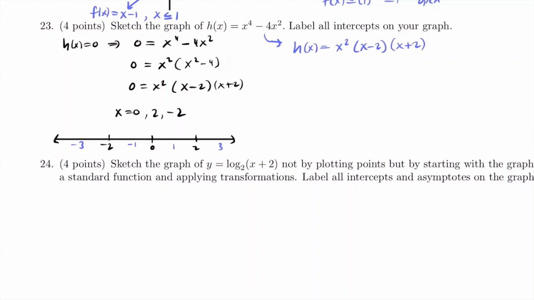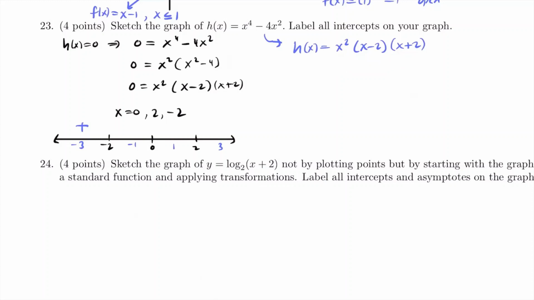Let's plug in negative 3. When you square negative 3, it's going to be positive. Negative 3 minus 2 is negative. Negative 3 plus 2 is negative. So overall, it's going to be positive. So in this interval, we put a plus sign. Regardless of what value you pick, as long as it's less than negative 2, it's going to be positive. Then we do the same thing for the rest.